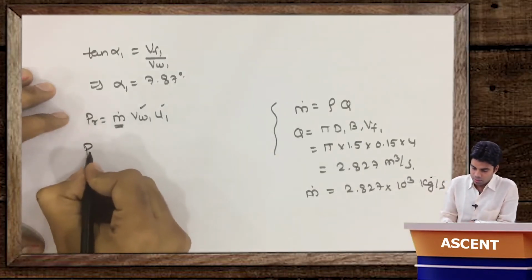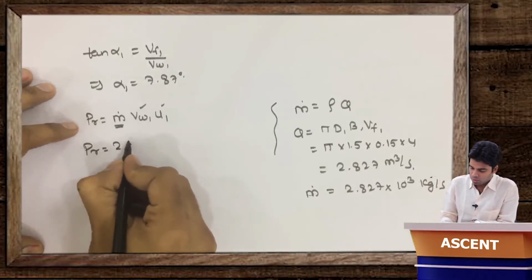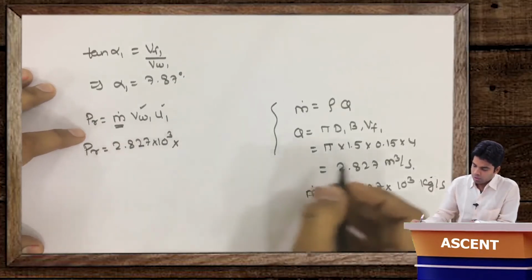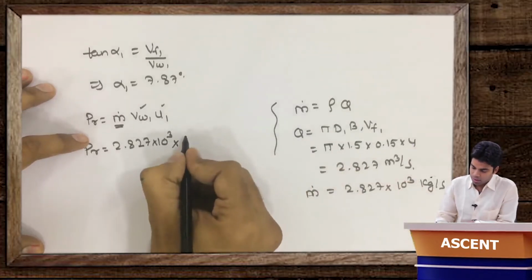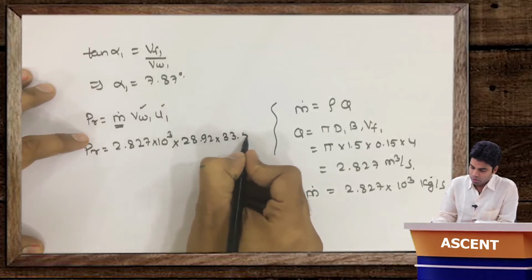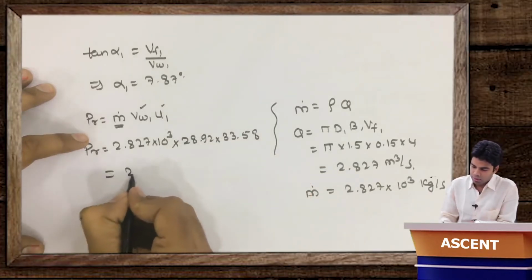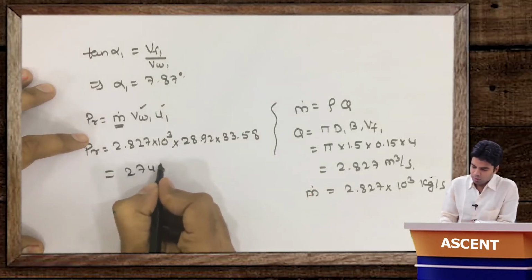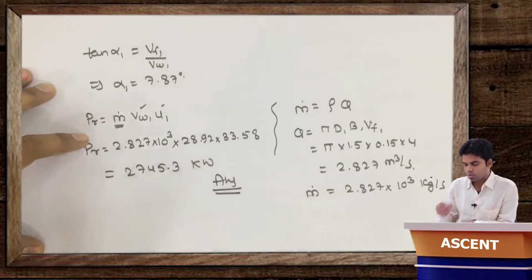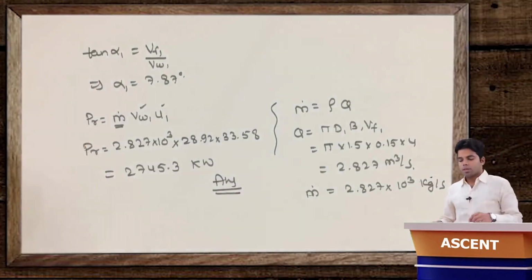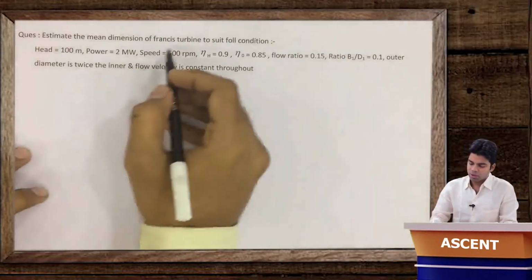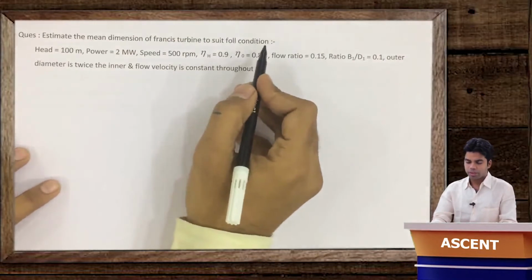So this runner power from here is 2.827 into 10 raised power 3 into Vw1, Vw1 is 28.92, into U1 is 33.58. So this runner power from here will be equal to 2745.3 kilowatt. Answer. So this is how we can solve this question. Getting this now? Now the next question says estimate the mean dimension of Francis turbine to suit the following condition.